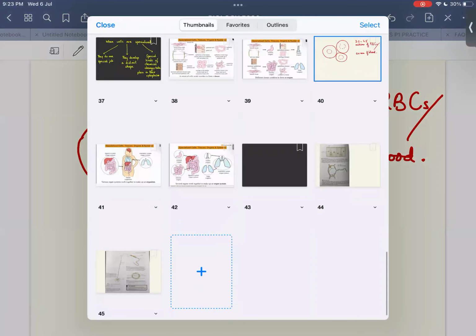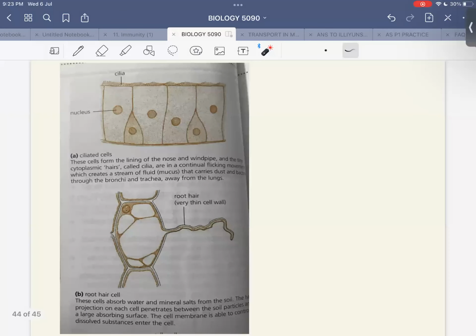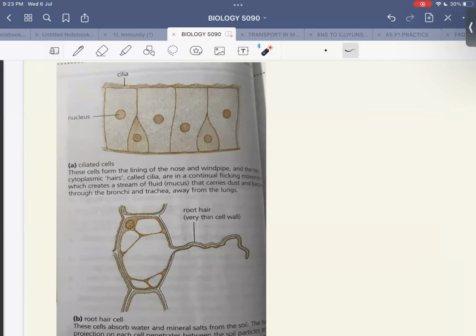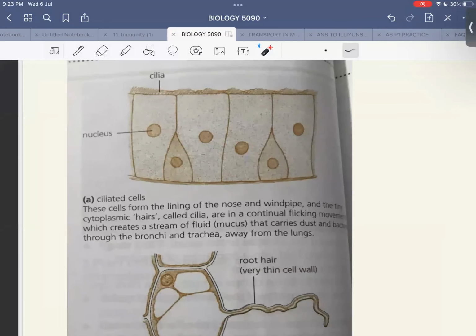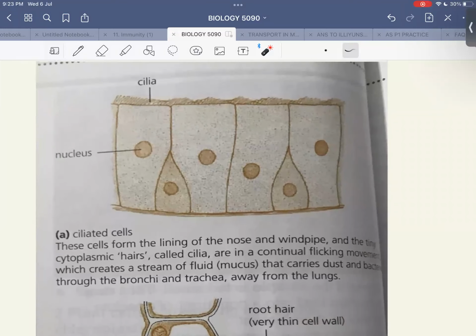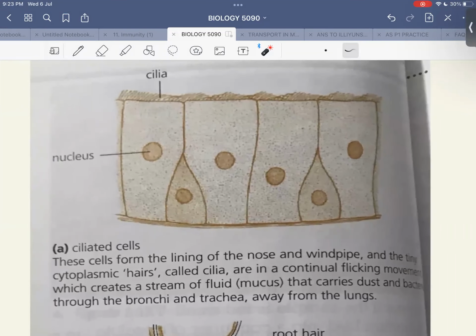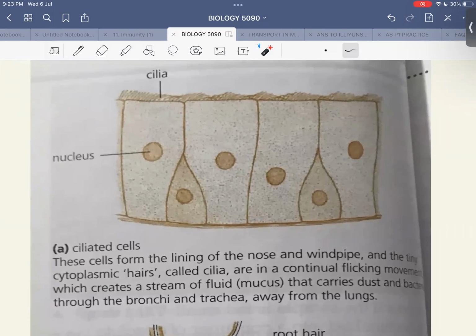Let me show you some textbook pictures of specialized cells within your body. For example, here on the screen, you can see ciliated cells. These ciliated cells form the lining of the nose and the windpipe. And the tiny hairs that you can see on the top, which are known as cilia, are continuously moving in a rhythmic movement or a continual flicking movement like this.